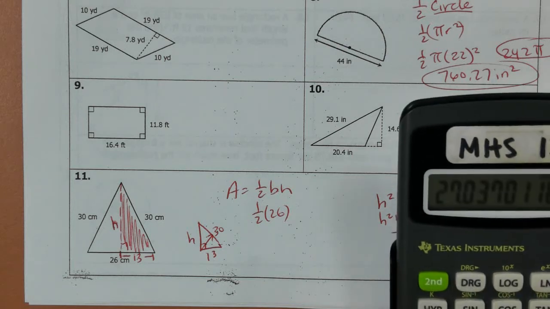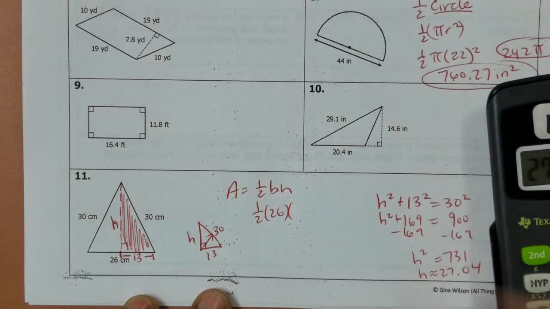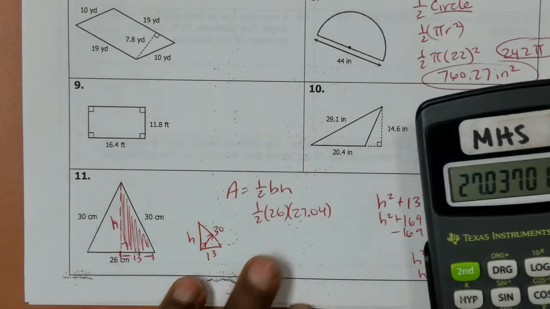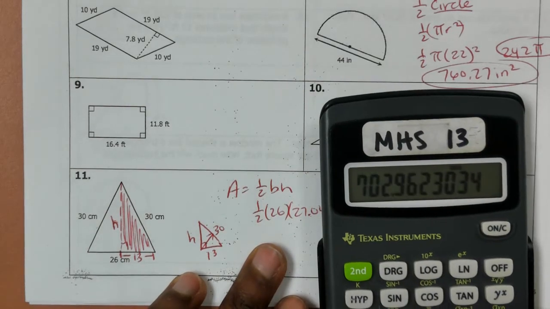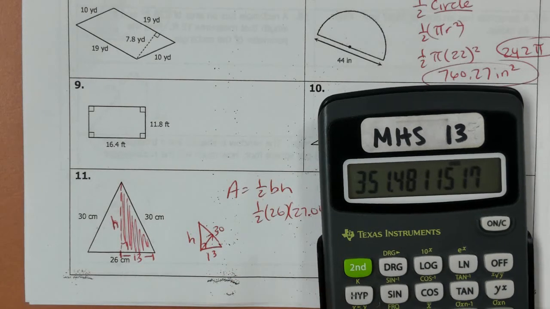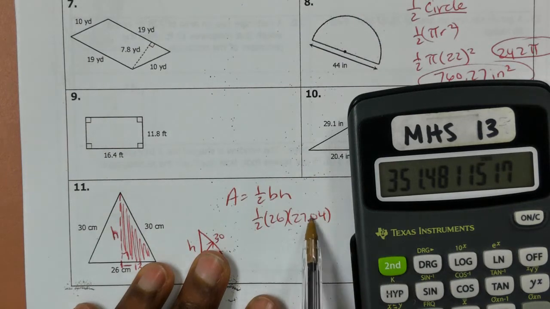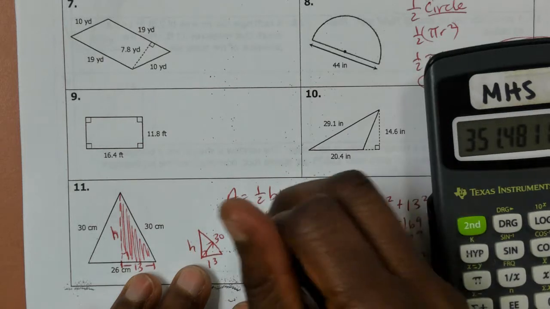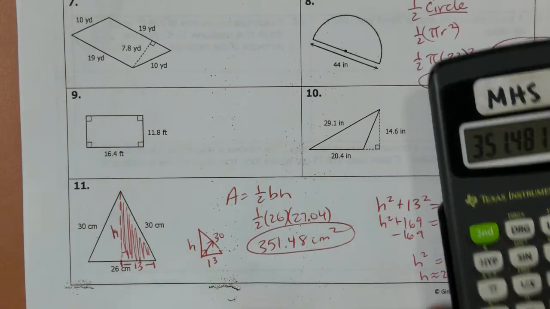So I hope that wasn't muted. So then I'm going to put the 27.04 here. And I'm multiplying that number times 26 times 0.5. Multiplication is commutative. You can do it in any order, and it's still going to give you the same answer. So even if I did 0.5 times 26 times this, it's the same as doing this times 26 times 0.5. So 351.48 centimeters squared would be my answer.